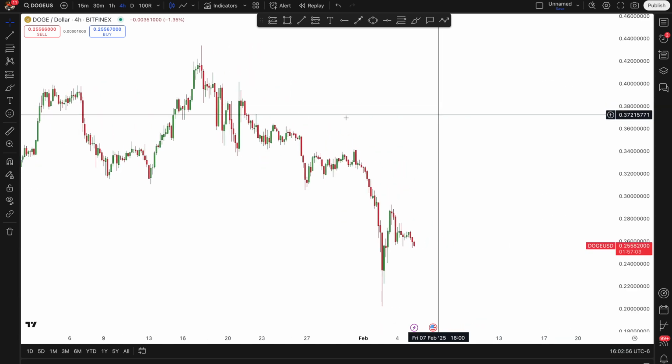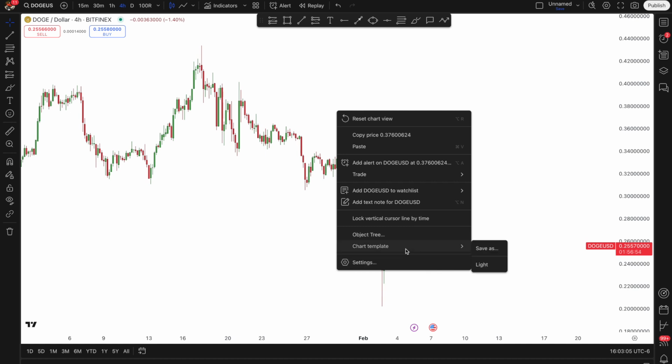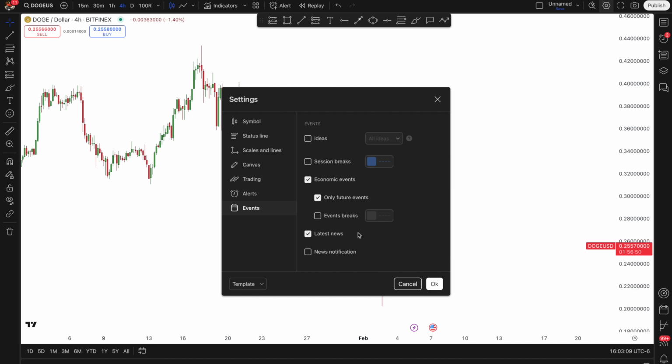And at any point in this video, if you guys want to pause, feel free. I know I might move a little quick, but just pause the video if you guys want to catch up on some things. Alright, so to open up your settings, you'll just want to double click on your chart or right click on your mouse. You'll see the settings window open up.